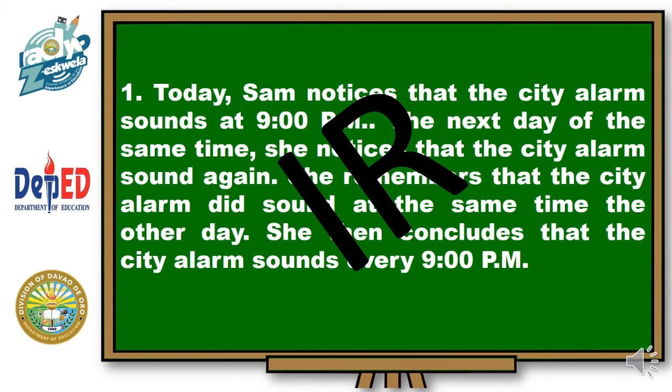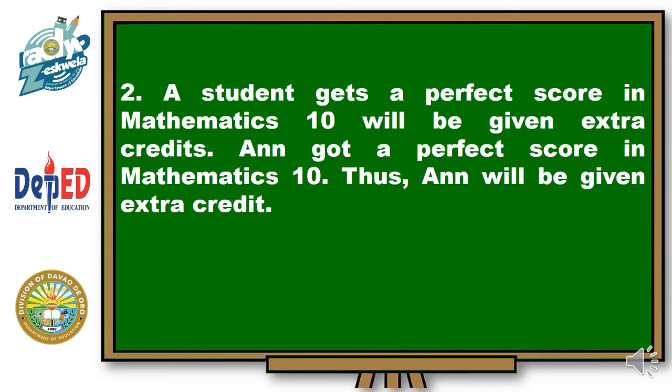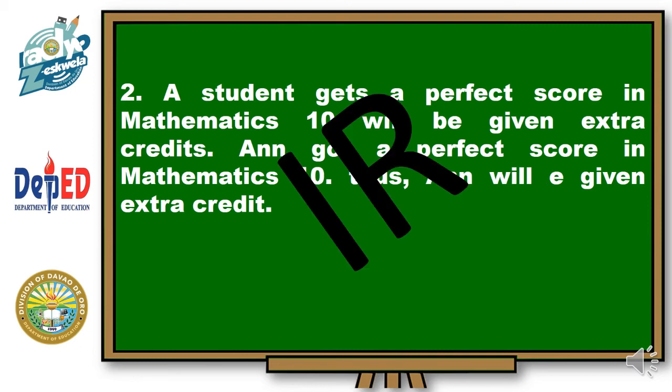Now let's proceed to item number 2. A student who gets a perfect score in Mathematics 10 will be given extra credits, and Anne got a perfect score in Mathematics 10. Thus, Anne will be given extra credit. What is your answer? Correct. It is IR, or inductive reasoning.